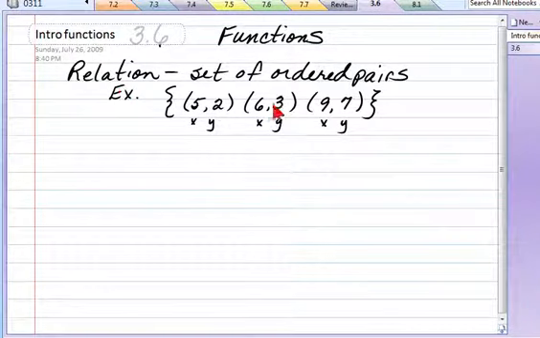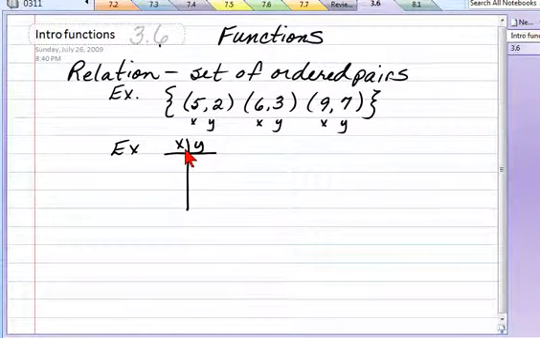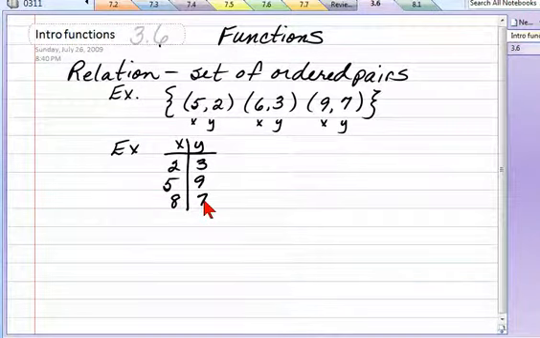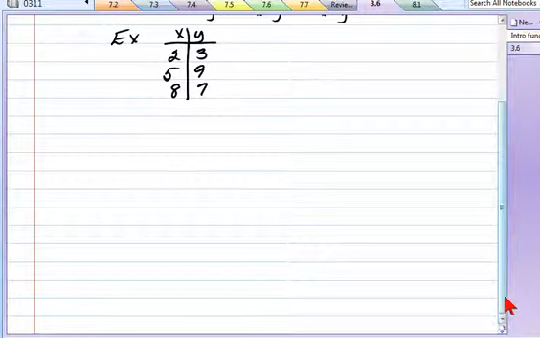Now, you could have it written horizontally. It could be written as a T-chart. I could have 2 with 3, 5 with 9, 8 with 7. And that would be a relation also, a set of ordered pairs, a correspondence between the x's and the y's.